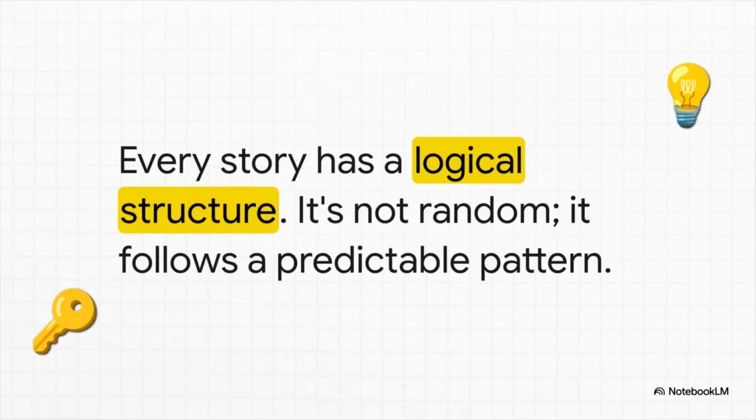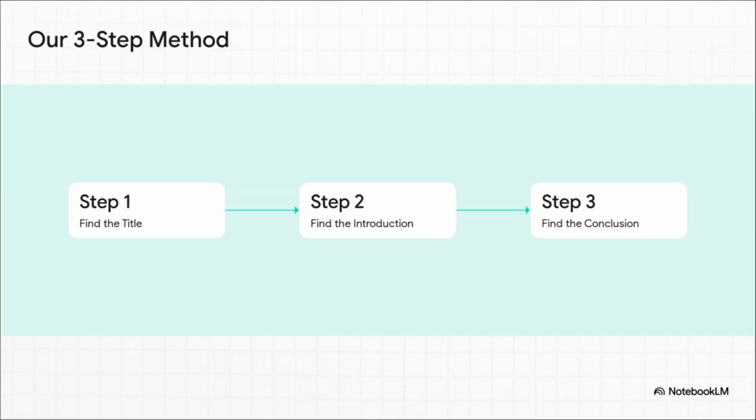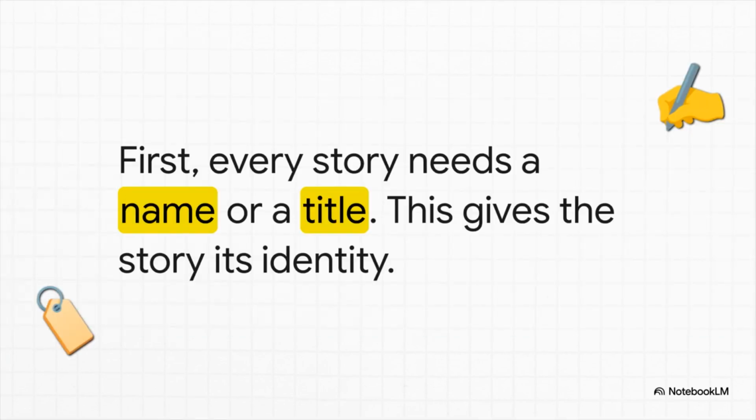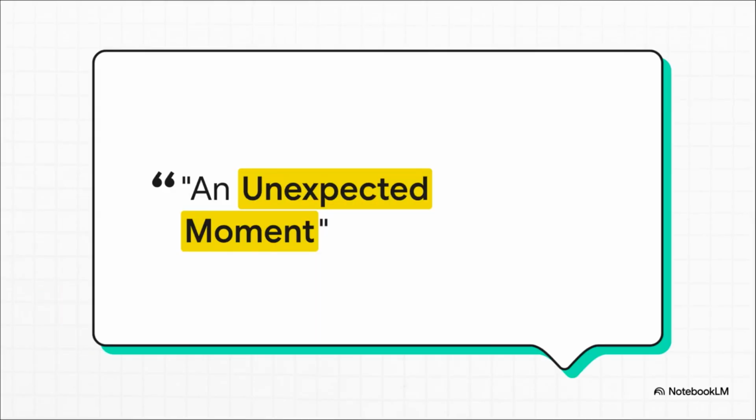Let's find out. The thing is, every story has a logical structure. They aren't just random sentences. It's a simple three-step process. We just need to find the core parts of the story. All right, step one, first things first, we need to find the title. Aha, an unexpected moment. That's the first piece of our puzzle right there.